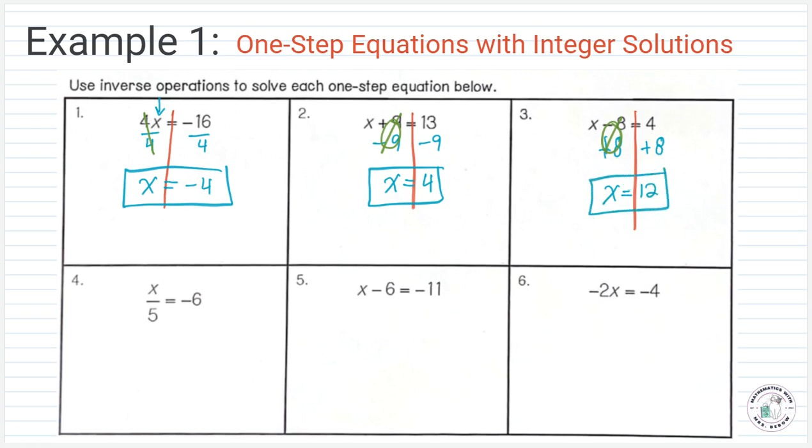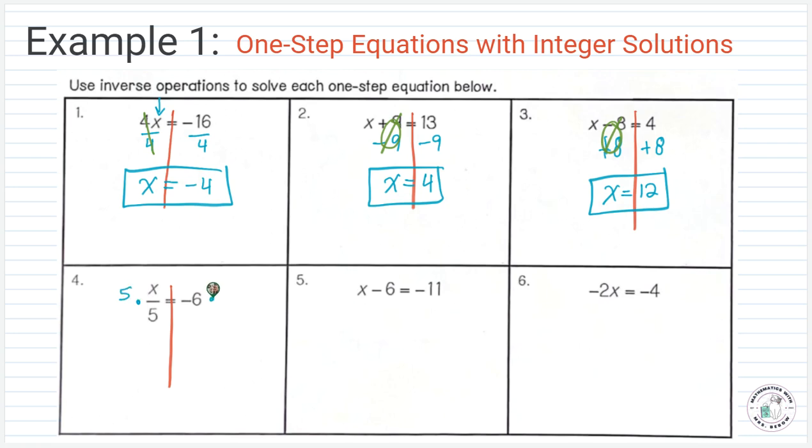All right, moving on to the next one, number 4. So x divided by 5 equals negative 6. A lot of students look at this and they go, oh no, it looks like a fraction. But that fraction mark just means division. And the opposite of division is going to be multiplication. So we're going to multiply both sides by 5.